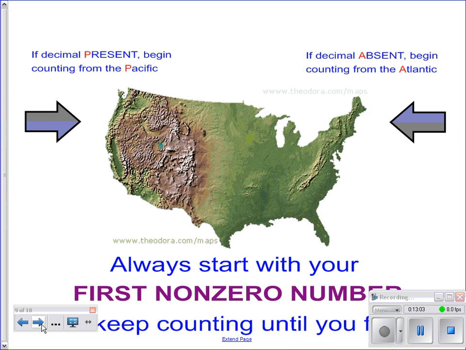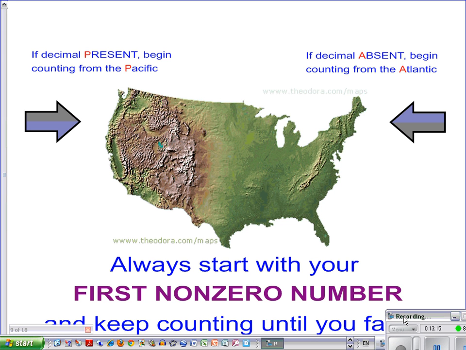Regardless, and it's up to you if you want to jot this one little sentence down, because this is the helpful part if you use this method: regardless of which direction you start with, always start with your first non-zero number and keep counting until you fall off. But you have to think about which direction you're going to start counting from. So that's where our Pacific and Atlantic comes in.